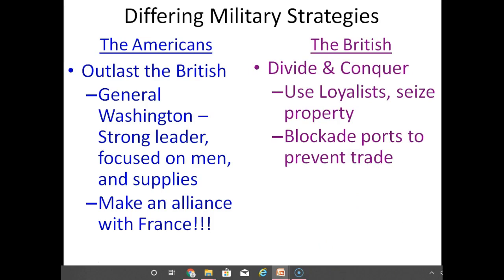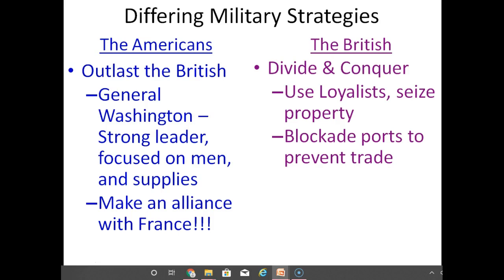The British military strategy was to do what they called divide and conquer. They used the loyalists, and you haven't really talked about loyalists yet, but loyalists were individuals who were loyal to Great Britain. So they would use the loyalists and they would try to seize property from the colonists. They also used blockades. So blockades are where you take ships and you block the ports so that boats could not get in or out.